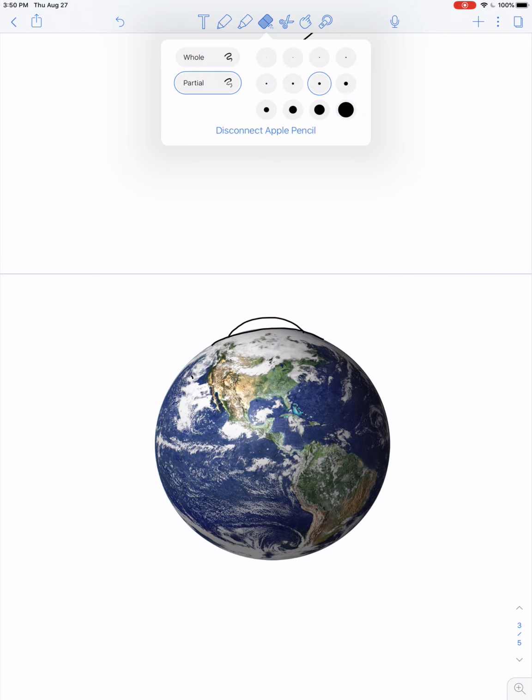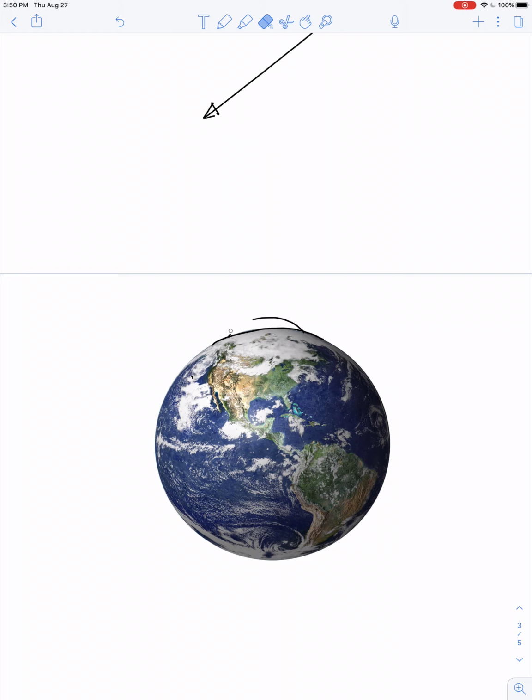Oh, we brought along a little bit of a projectile with us, didn't we? Let's erase that. We can draw Newton's mountain.